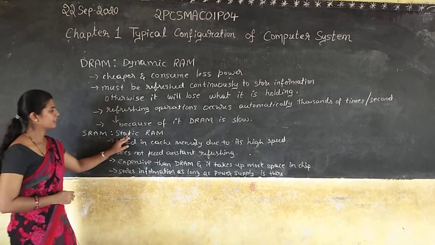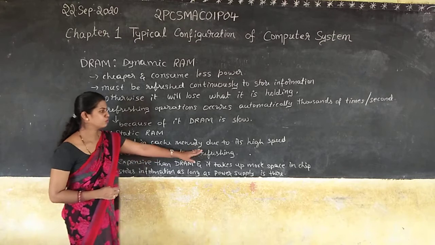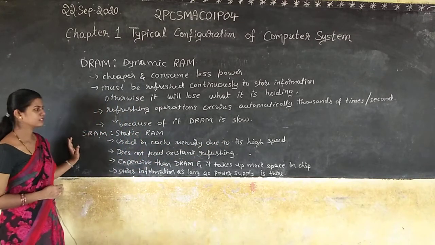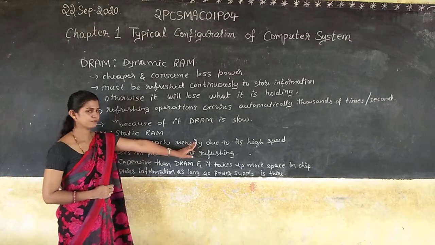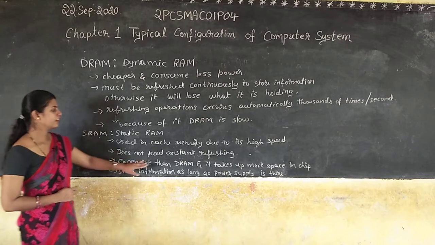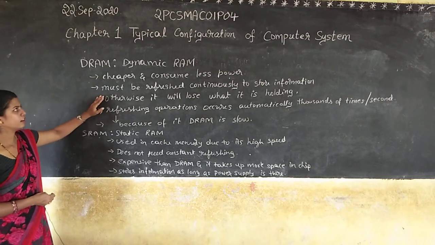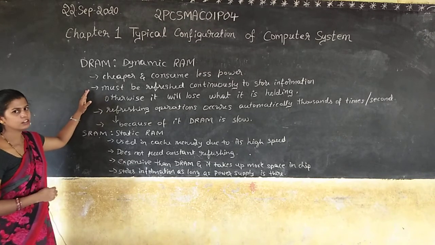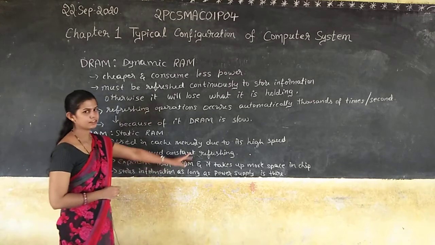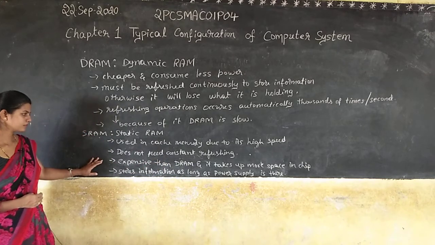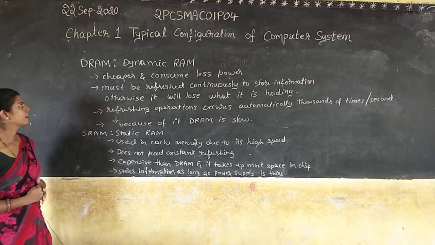SRAM is nothing but static RAM. It is used in cache memory due to its high speed. SRAM is a very high speed memory, so because of it, it is used in the cache memory and it does not need constant refreshing. While DRAM needs constant refreshing for storing data, otherwise it will lose it, in case of SRAM it does not need constant refreshing and that's why SRAM is faster compared to DRAM.